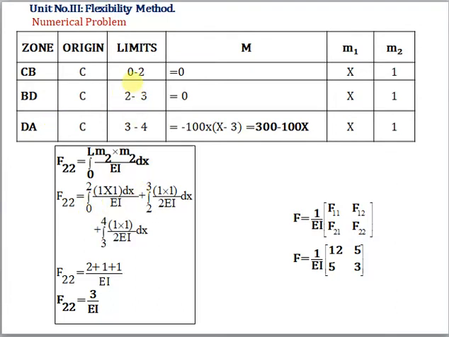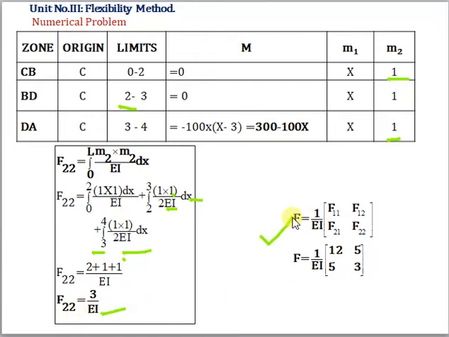The first zone has limit 0 to 2, so 0 to 2, now m2 is 1, so 1 into dx divided by EI, plus the second zone, limit 2 to 3, m2 into m2 means 1 into 1 divided by 2EI dx, and the last zone, limit 3 to 4, m2 into m2 means 1 into 1 divided by 2EI dx. By simplifying, we have f22 equal to 3 upon EI.